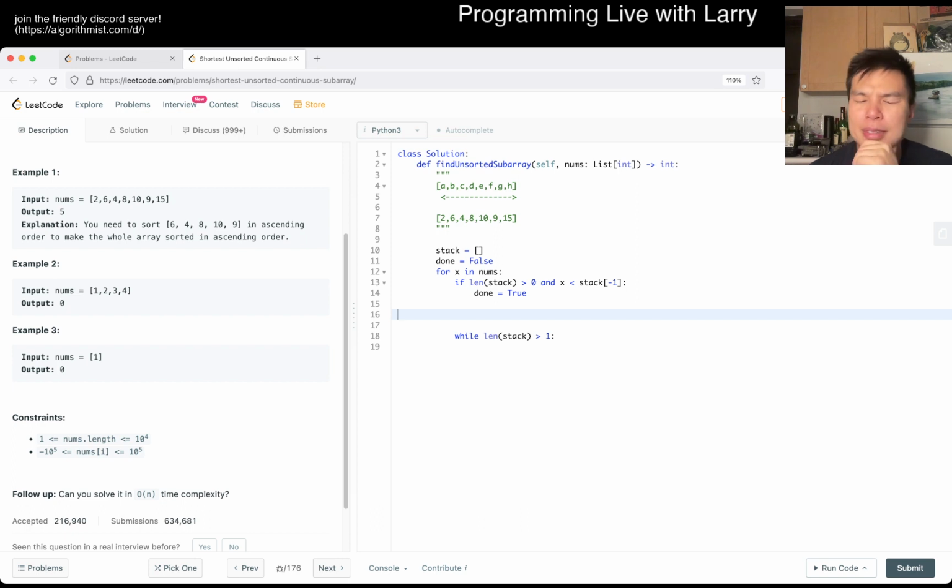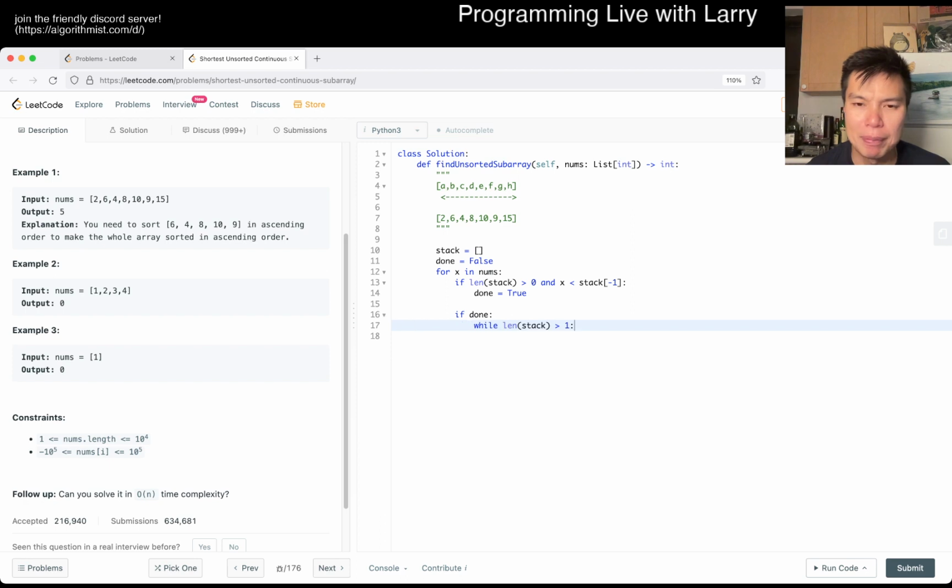And then now, what does that mean? So now, if done, we do this thing where we pop, right? If it's not done, then we append x, and then that's it. If it is done, then we do this thing where while stack is equal to 1, in this case, it's okay to be exactly 1, right?